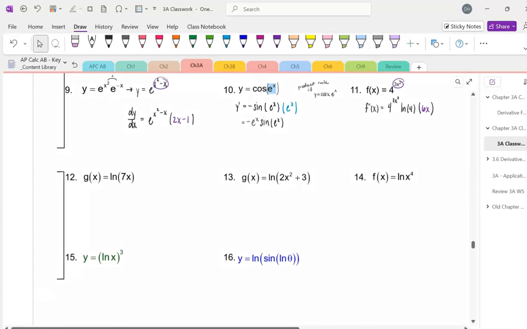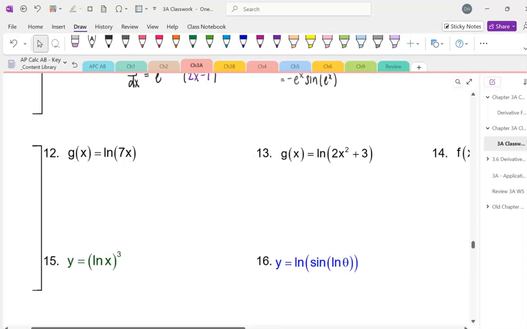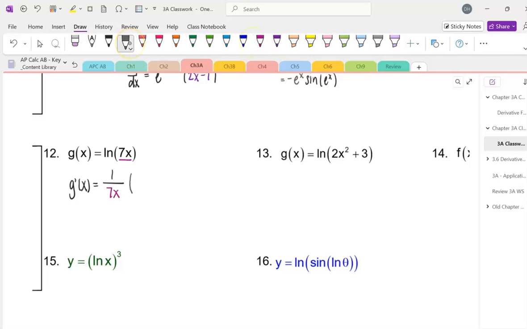For the next couple of problems, we've got chain rule involving natural log. So chain rule involving natural log is really similar to what we've already done. So it's going to be 1 over, and then you're always going to rewrite that. So 1 over 7x. And then you're going to multiply by the derivative of this. You'll notice that the 7's cancel out, so you're left with really just 1 over x.